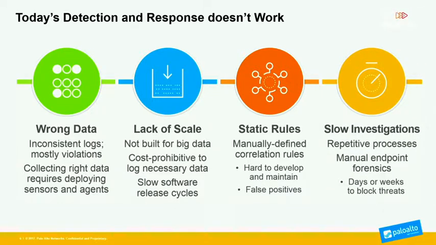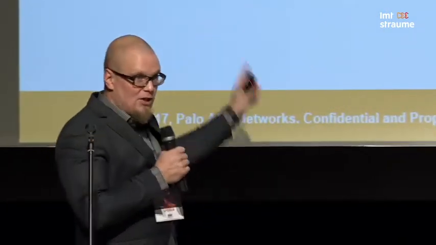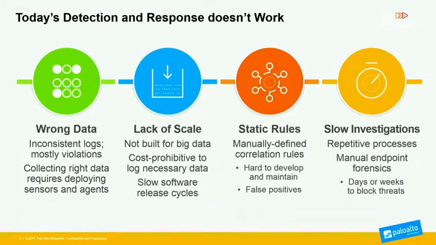This leads to slow investigations, which means that it's a repetitive process. You need to stitch together what happened on the network, what happened on the endpoint, what happened here and there, look at different logs. It takes time, and it's very manual. So it usually can take days or weeks to actually block the threats with this. The beauty of this slide is that you can read it from left to right in sequence, or you can read it from right to left. It also applies that way. So the reason we have slow investigation is that we have very static rules which are hard to maintain, with a lack of data or stale and wrong data, or the other way around as I just read it.